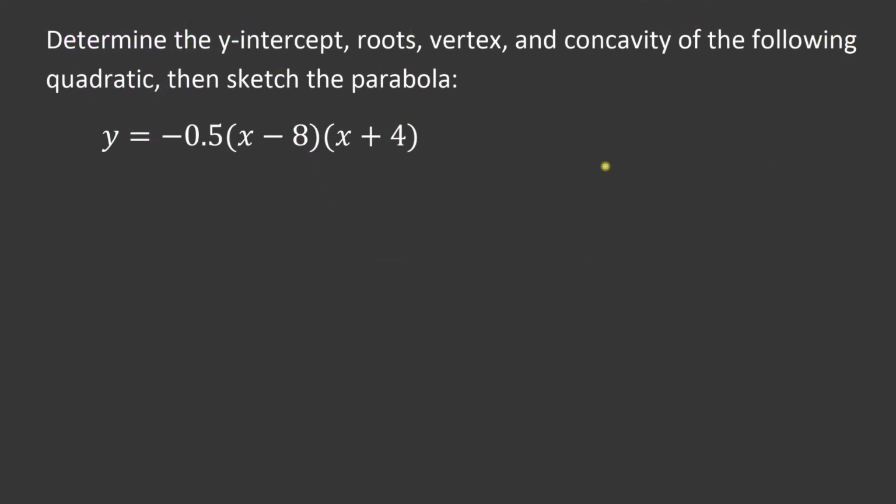So we've been asked to determine the y-intercept, determine the roots, otherwise known as the zeros, the vertex and the concavity of the following quadratic, and then sketch that parabola as well. Now it's already in factored form, and I really should have talked about whether it's in factored form or not. What do you do? So let's just go off to the side here. If we had an equation like this, and I said, I want you to give me all of the same information from this equation. Well, this isn't in factored form.